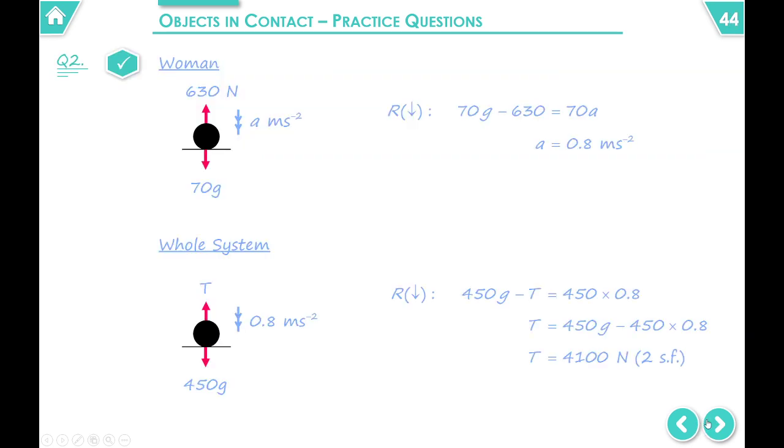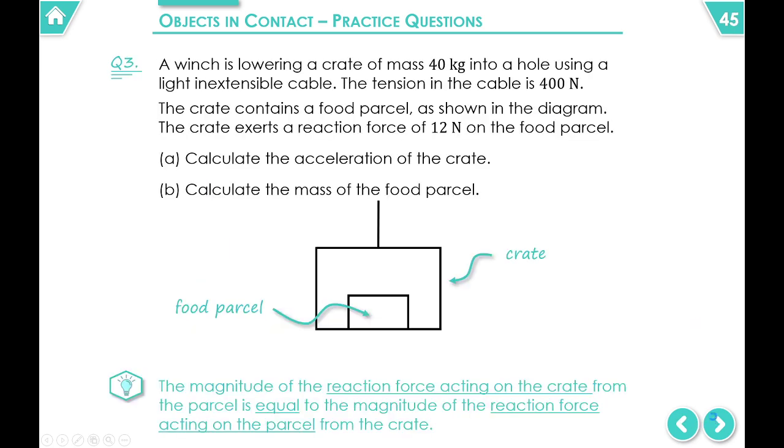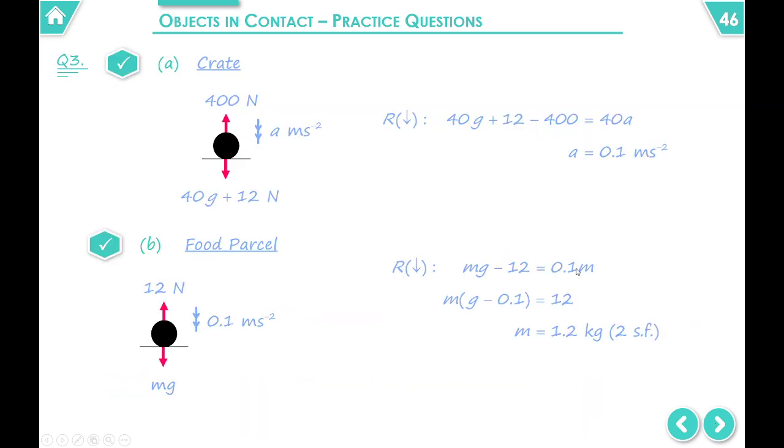So the mistake that was spotted is on question 3. If you look at the solution for part B, the answer is correct, 1.2 kilograms. So you might not have spotted it if you were just looking at the answer. However, in here, I originally had G plus 0.1, and it should be what it is now, which is G minus 0.1. So well done to the person that spotted that.